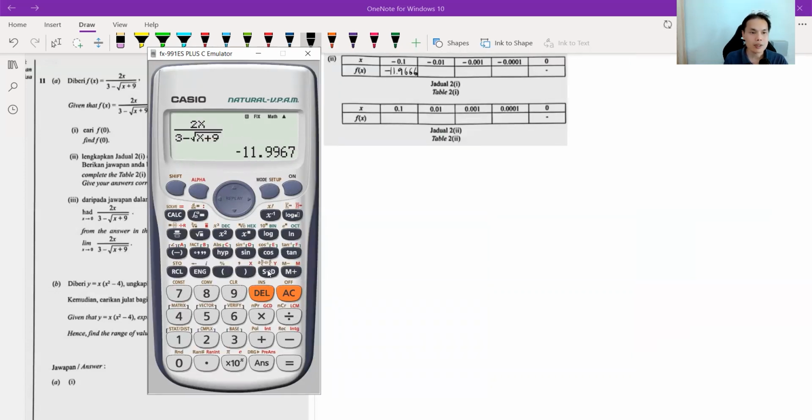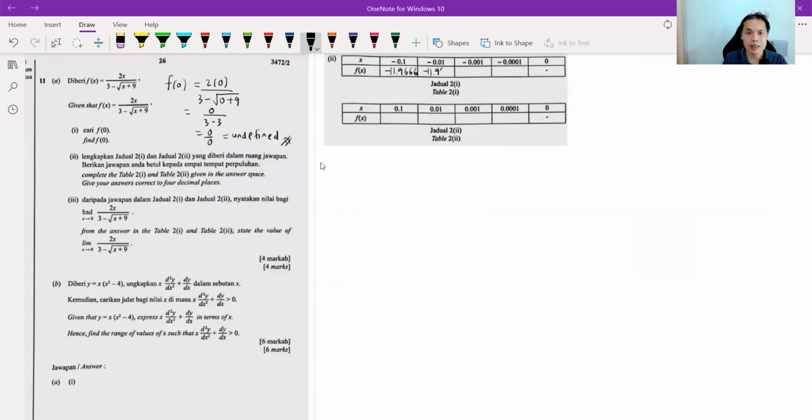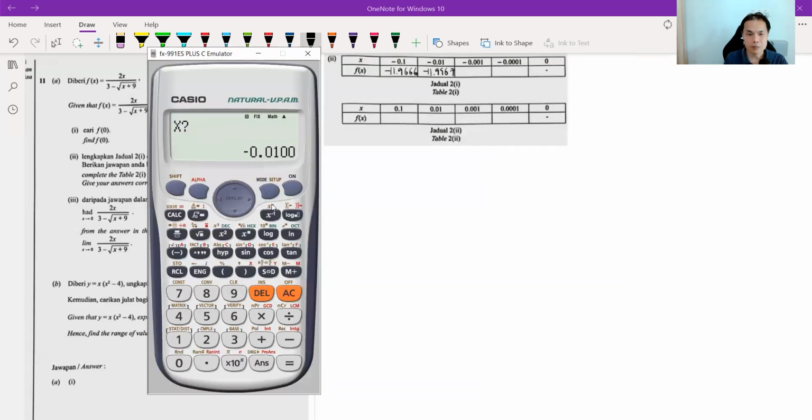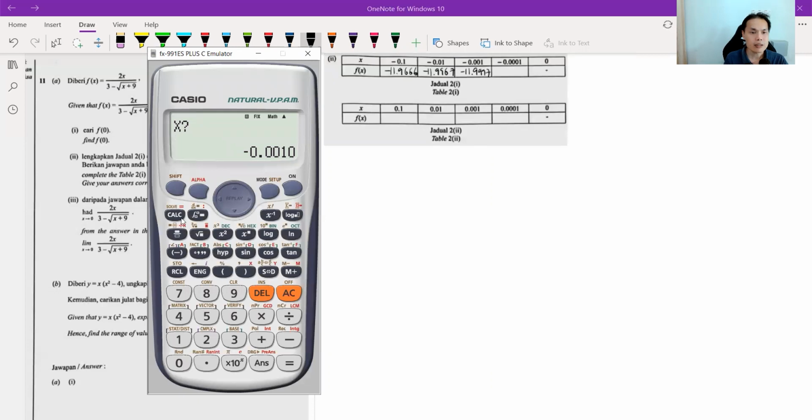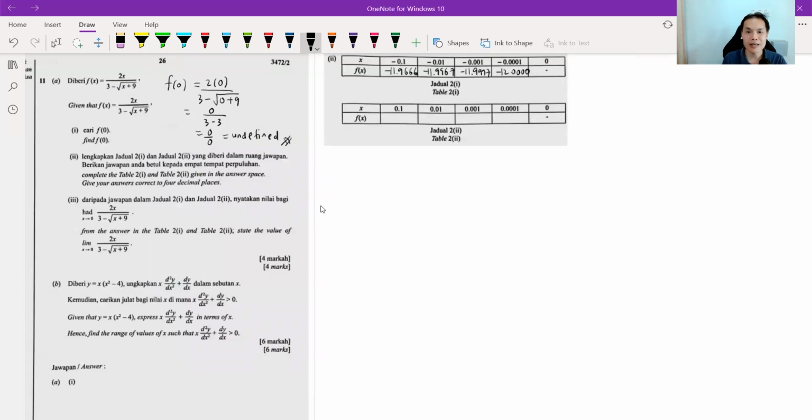So this is going to give us negative 11.9967. So next one, just increase the number of decimal points to negative 0.001. This is negative 11.9997. And the next one, calculate, put negative 0.0001. This is negative 12.0000, right? 4 decimal points.